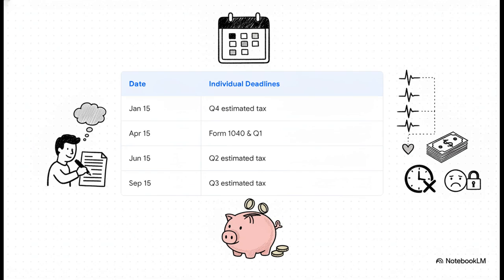Now, April 15th, that's our big anchor, right? That's when your Form 1040 is due. But take a look at the other dates here. If you've got self-employment income or maybe significant investment income, you're actually operating on a quarterly heartbeat. You've got estimated tax payments due on January 15th for the previous year's fourth quarter, then April 15th, June 15th, and September 15th. And missing these quarterly beats? Well, that is a fast track to those penalties we literally just talked about.